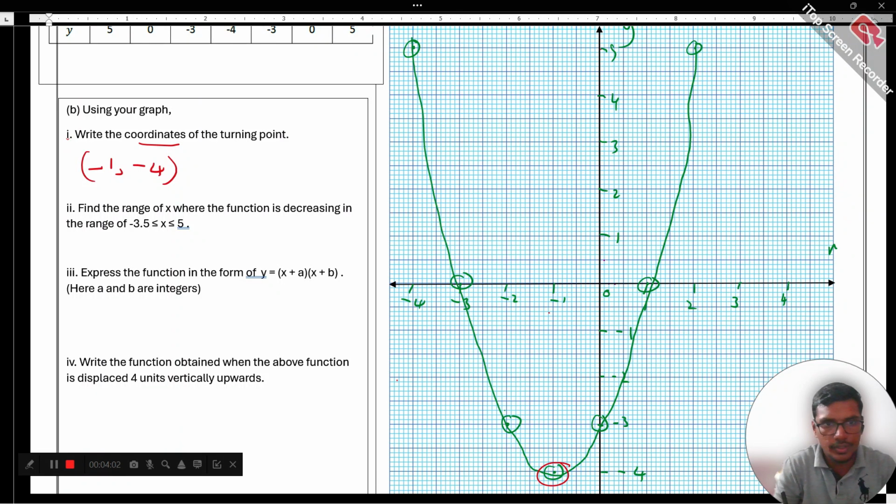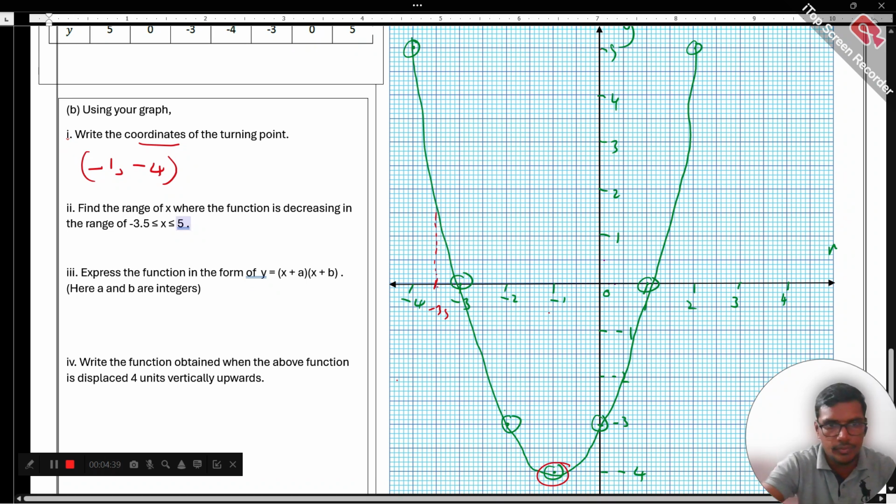Find the range of x where the function is decreasing in the range -3.5 to 5. Find the range of x. So we want to find in which range the function is decreasing. When you take -3.5, -3.5 means from here, and 5. It should be y, in the range of y. This should be y.